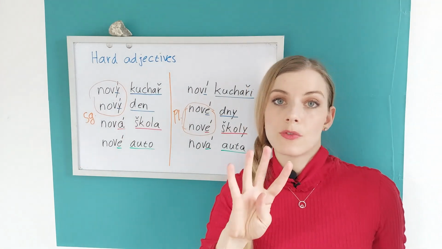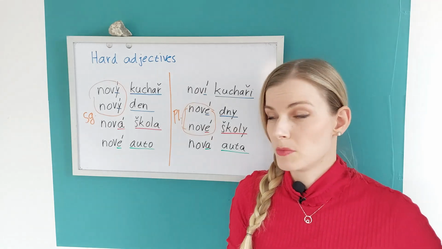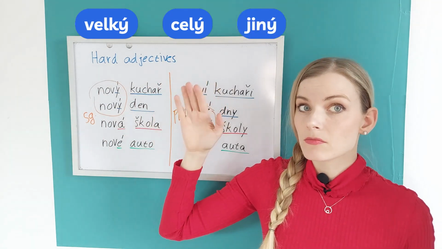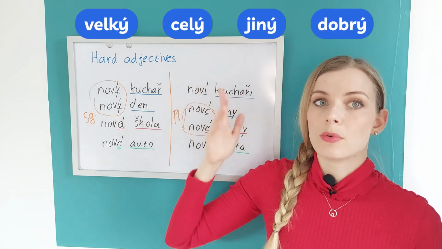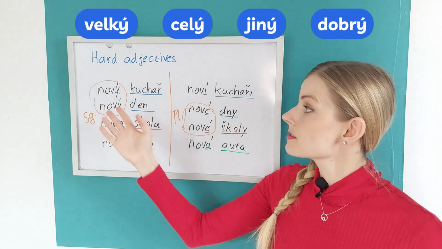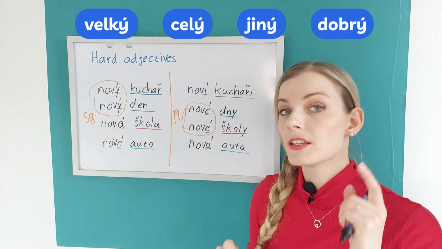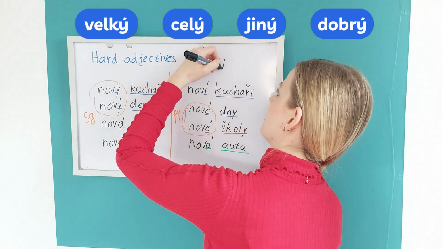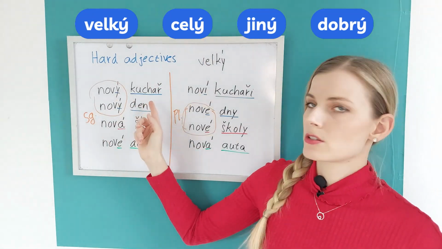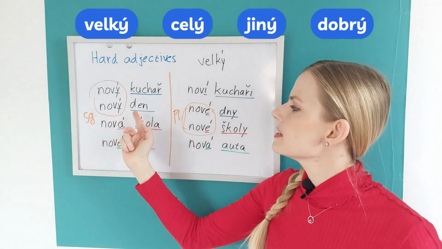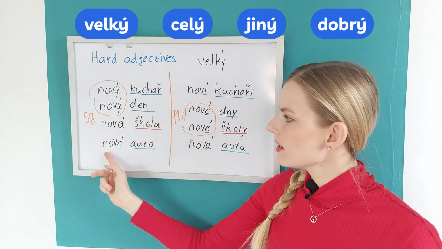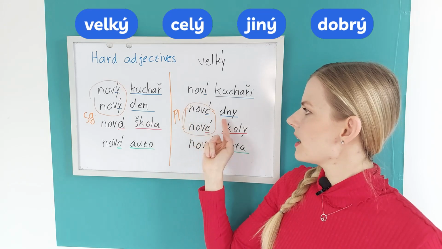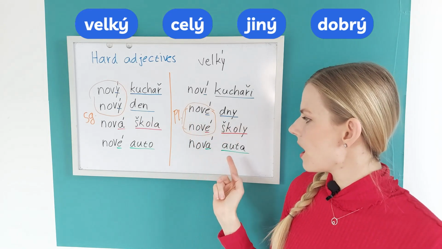Let me give you 4 more adjectives that are also very common. Velký, big, celý, whole, jiný, another or different, dobrý, good. And they act in the same way, almost in the same way. Listen very carefully. Let's take the adjective velký, big and large. Velký kuchař, big or important cook. Velký den, velká škola, velké auto. Velcí kuchaři, velké dny, velké školy, velká auta.